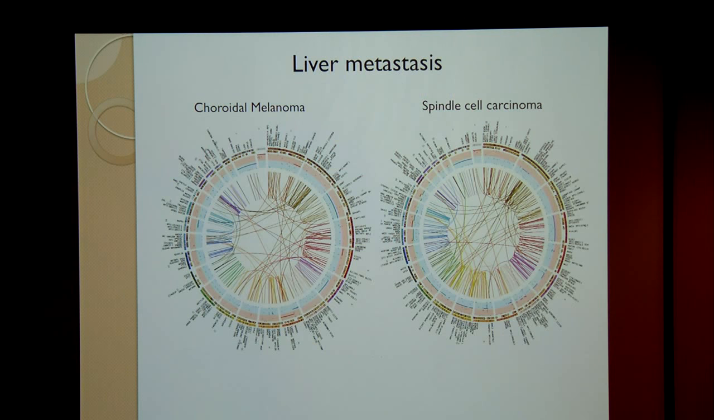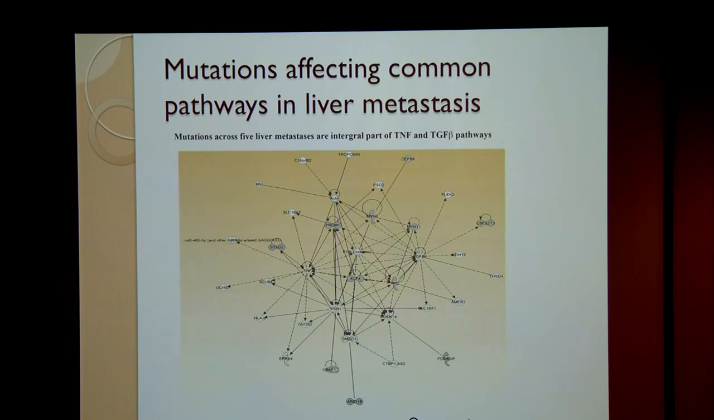And we have extended this to other cancers. This is choroidal melanoma that has metastasized to liver. As expected, it's a mess, right? You can see so many chromosomal translocation. This is the spindle cell carcinoma. We extended this to multiple other cancers, including the colon cancer, the pancreatic cancer, brain tumor. But what we did find is that irrespective of the cancers from which one got the liver metastasis, all of them had the mutation in the pathway that is linked to TNF and TGF-beta.